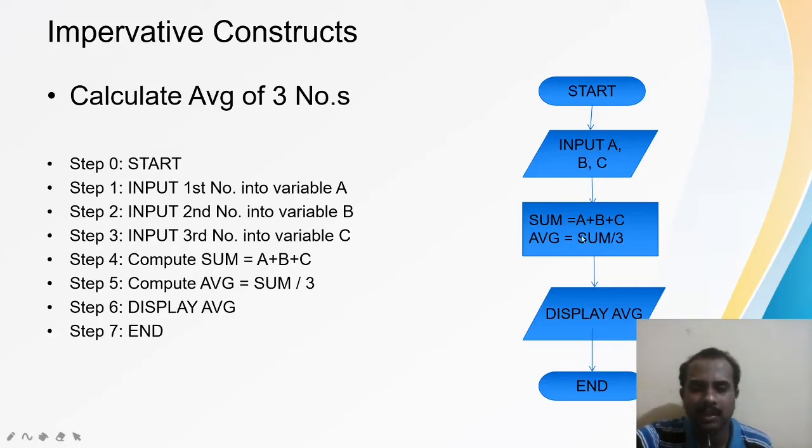Afterwards what I have done? Afterwards I have calculated the sum and the average. Then I am going to display the average. Afterwards it is the end of my program. So here input and display are the input and output operations, so I am going to use the parallelogram. While coming to the sum and average calculation, they are the logic part or the process, so I am going to use the rectangle shape, and start and end are the terminals.